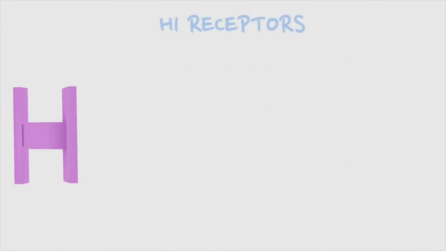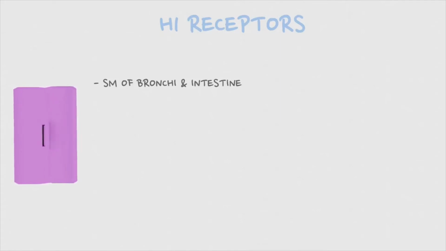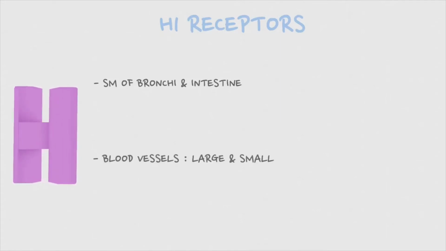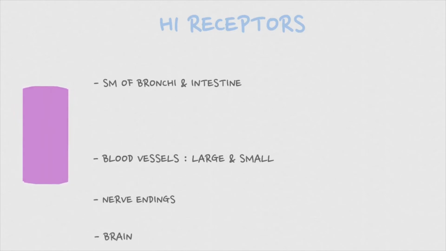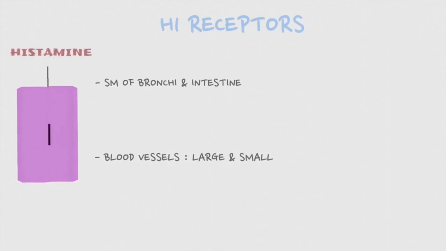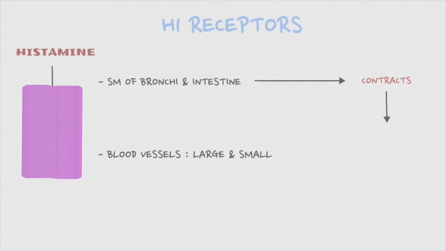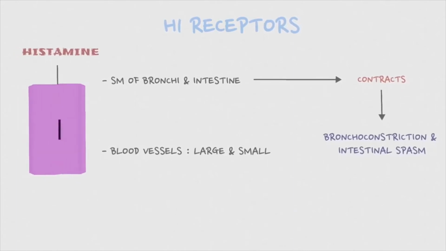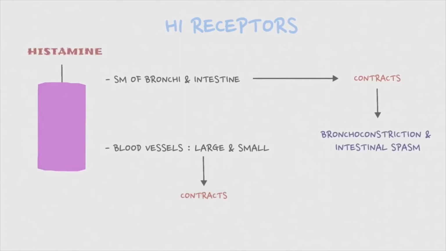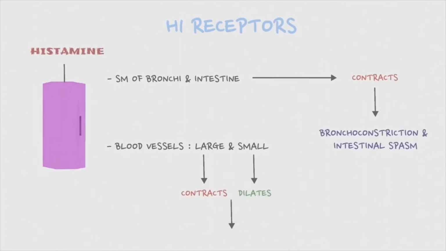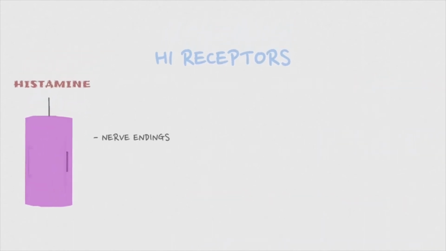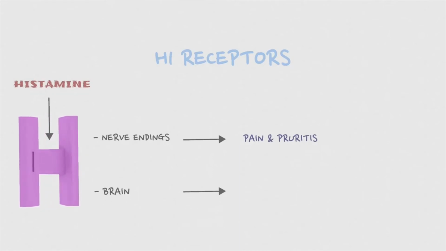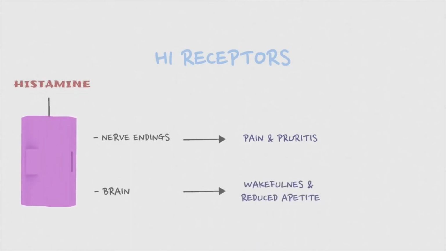H1 receptors are found on the smooth muscles of mainly bronchi and intestine, and also in large and small blood vessels, nerve endings, brain, etc. When histamine binds to the receptors, it causes the smooth muscles to contract, leading to bronchoconstriction and intestinal spasm. The large blood vessels contract while the small blood vessels dilate, leading to the formation of redness and edema in local tissues. In the nerve endings, it creates pain and pruritus. In the brain, the binding can affect several neurotransmitters and pathways. It can promote wakefulness, reduce appetite, etc.